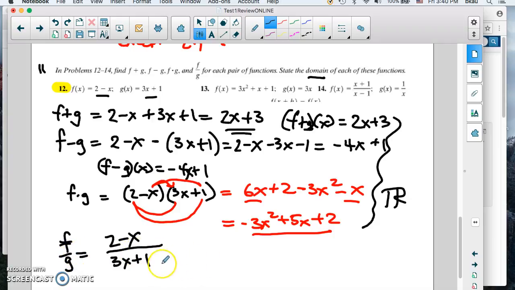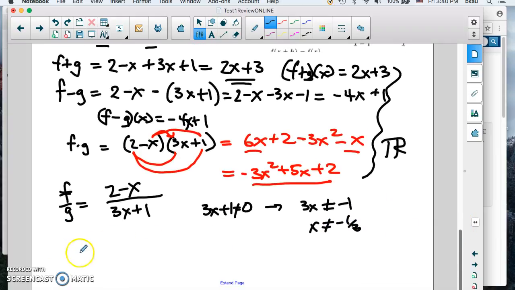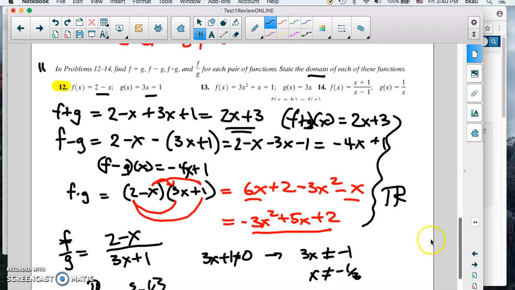So this one's going to be all real numbers except where the denominator equals 0. So we'd say 3x plus 1 cannot equal 0. We'd solve that. 3x cannot equal -1, x cannot equal -1/3. So that's our restriction in this problem. We'd say all real numbers except -1/3. Okay, or we can write that in words. So that completes problem number 11 that we started with before on the review.